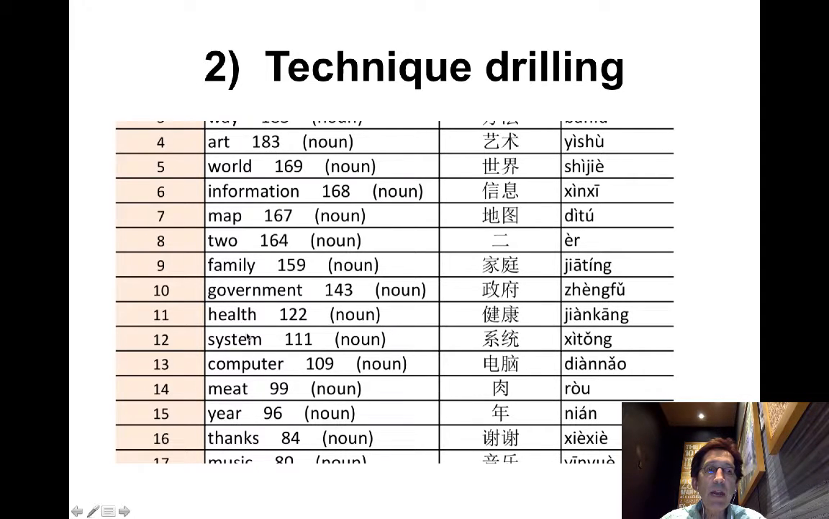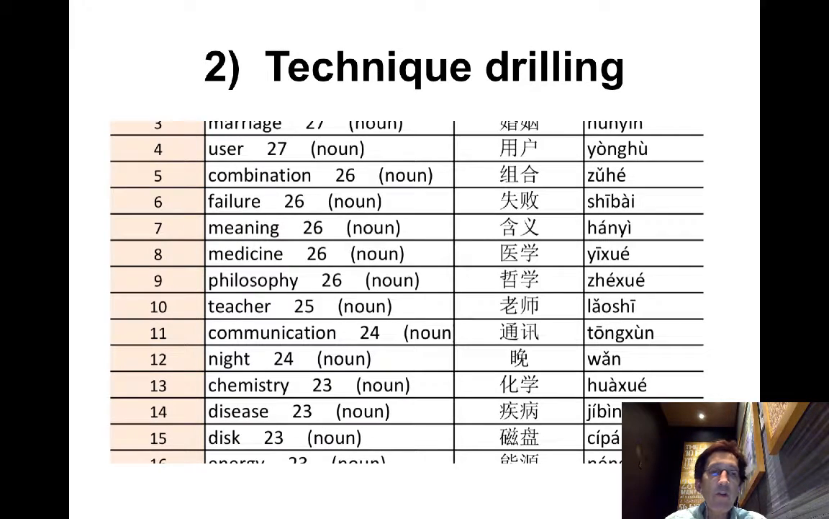Now do number 11. Health. Get a visual picture, and once you get it, let me know. This is pass 2. You have it, right? Okay. How about number 14? Meat. Okay, good. Let's go to page 9. How about number 10? You got it?